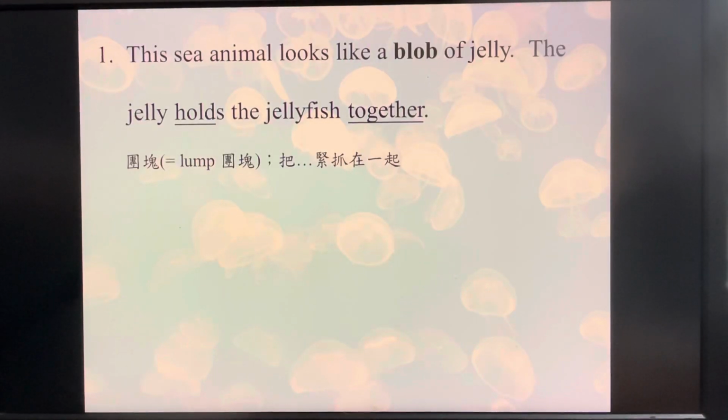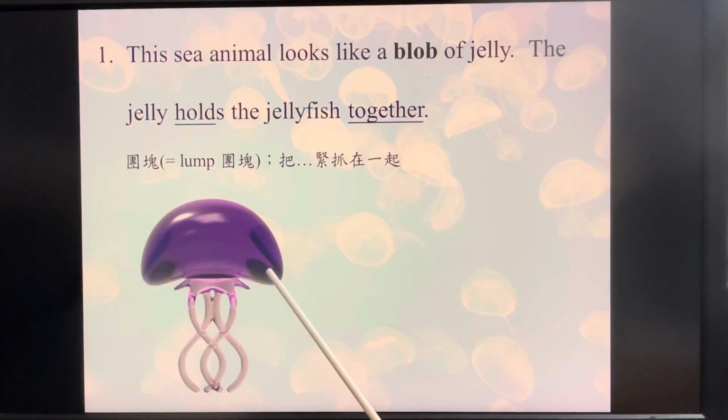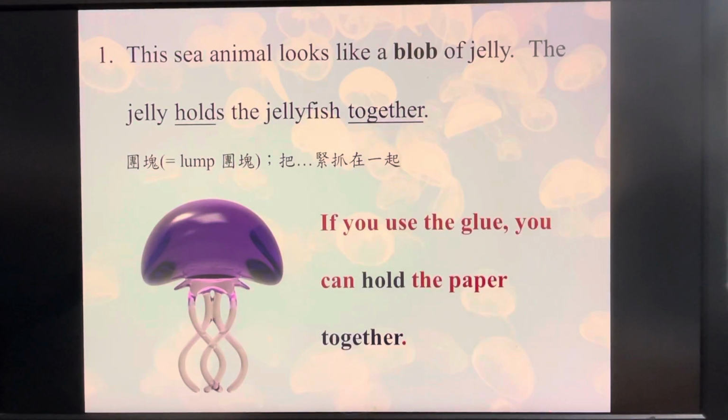Now let's look at the second part of sentence number 1. This sea animal looks like a blob of jelly. The jelly holds the jellyfish together. So you can see blob. Blob equals a lump, 一团的果冻 like this. So the jellyfish will be held together. If you use glue, you can hold the paper together. 把纸粘在一起, you use the glue.